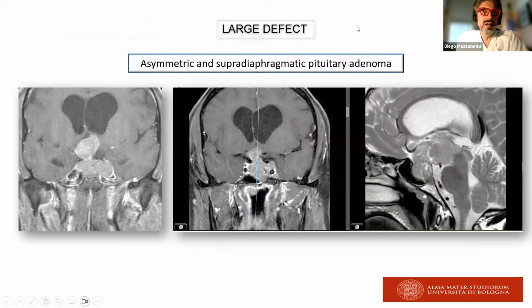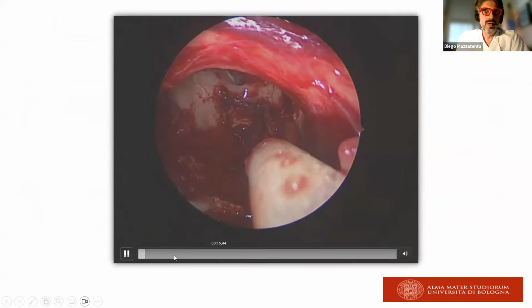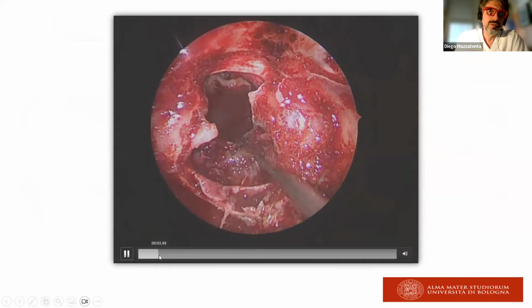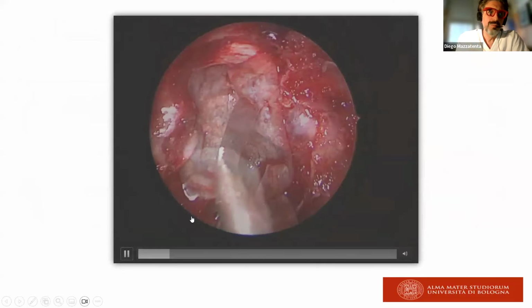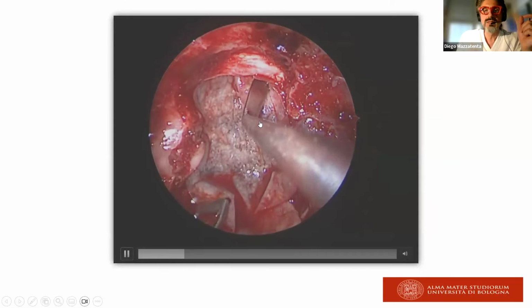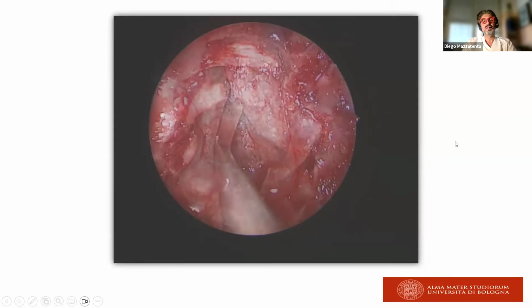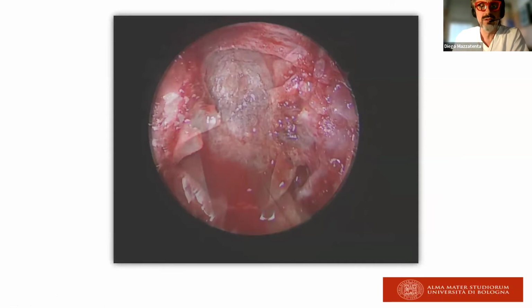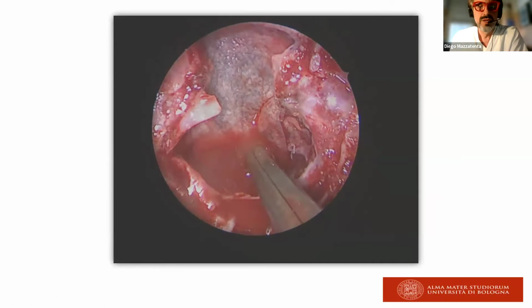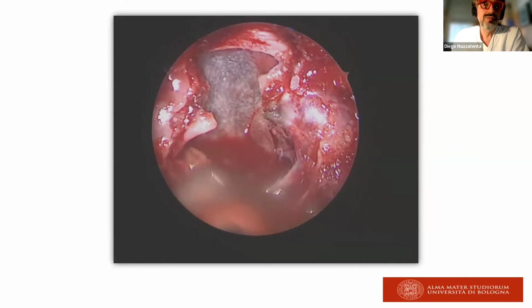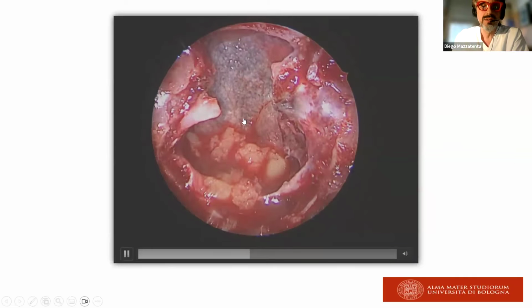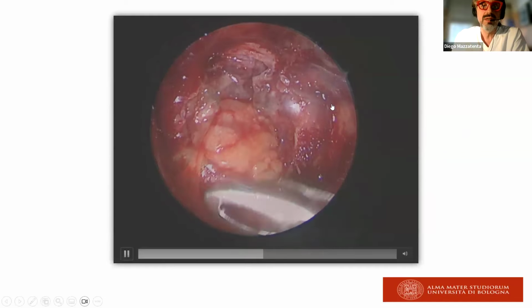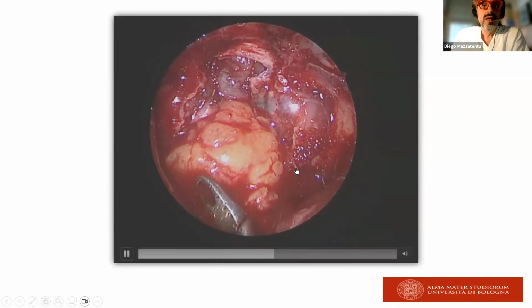In case of a large defect, such as in this case with a large pituitary adenoma with invasion of the third ventricle, we also use the pedicle flap. The first layer is heterologous material. We abandoned the fascia lata because the patients complained a lot of pain after the graft. And we use the first layer intradurally. This is the heterologous material named Biodesign.